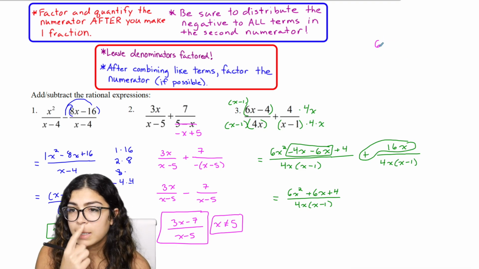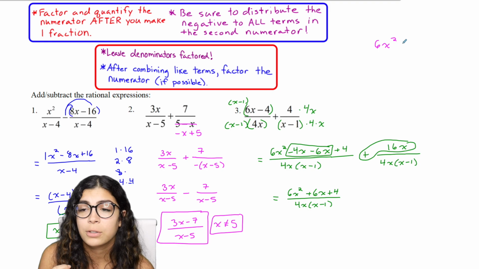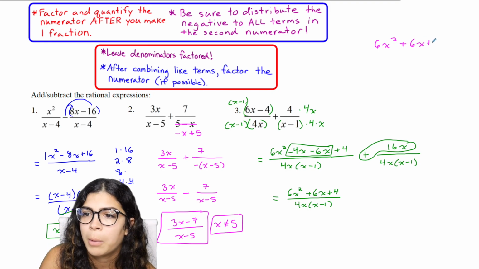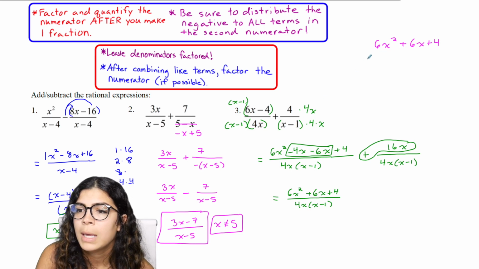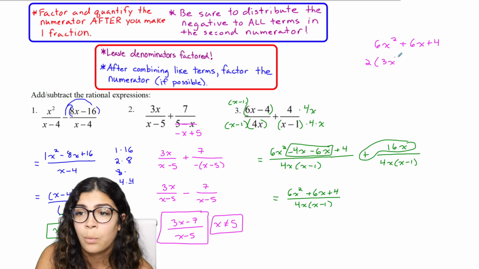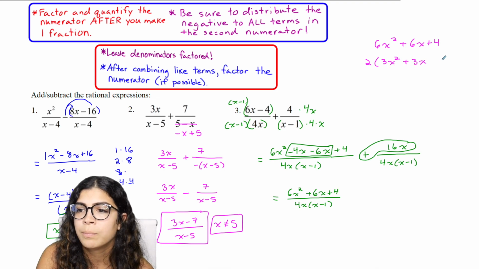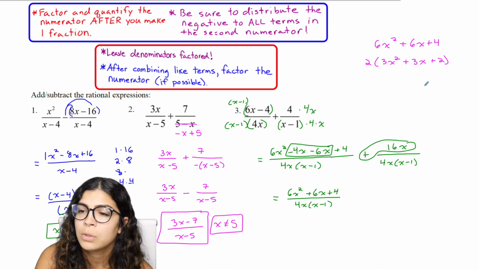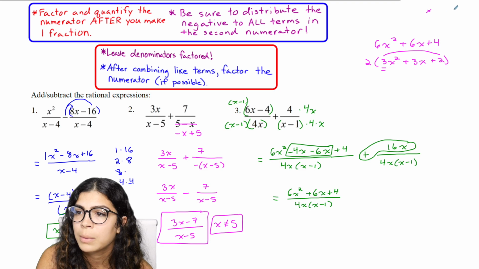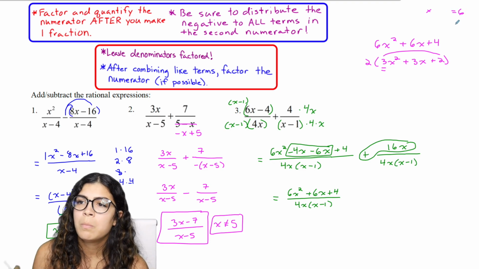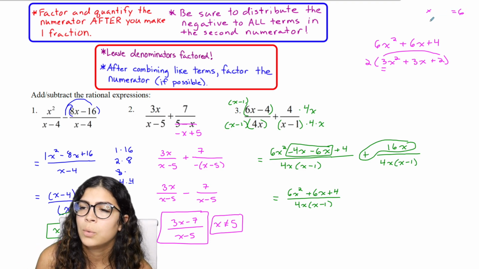Okay, the first thing is I see a GCF of 2 that I could factor out, right? So I could factor out 2 from all three terms, which would give me 3x squared plus 3x plus 2. And the coefficient is not 1, so I will have to rainbow over. I need a number that will multiply to 3 times 2, which is 6, and will add to the middle coefficient, which is 3. So what two numbers multiply to 6 and add to 3?